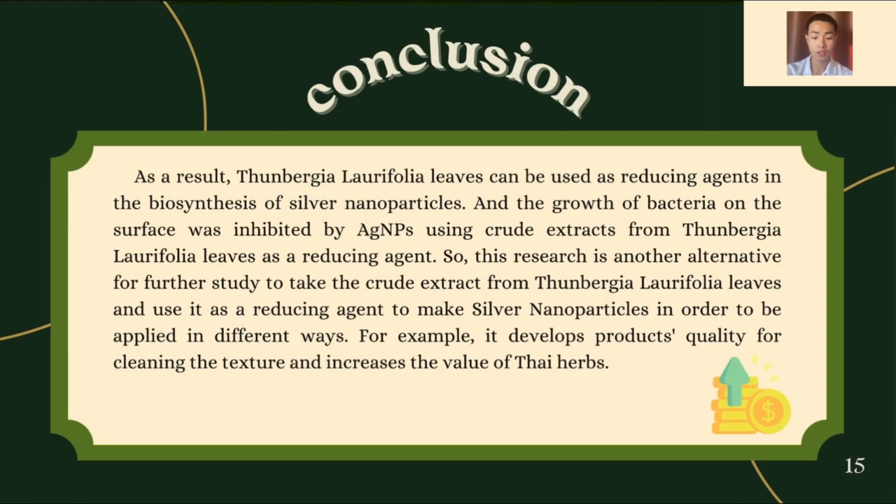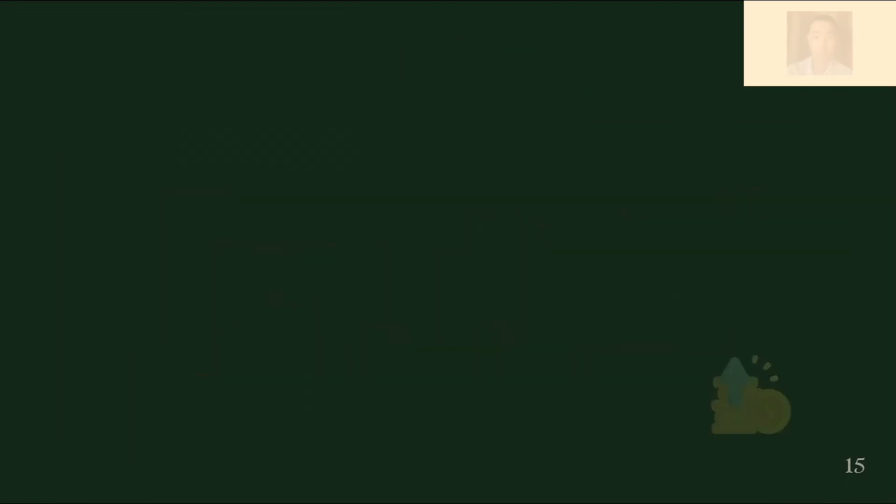In conclusion, the growth of bacteria on the surface was inhibited by silver nanoparticles from Crude Extract. So, this research is another alternative for further study to take Crude Extract from Thunbergia Laurifolia leaf and use it as a reducing agent to make silver nanoparticles that can be applied in different ways. For example, it can develop product quality for cleaning textures and increase the value of Thai herbs.